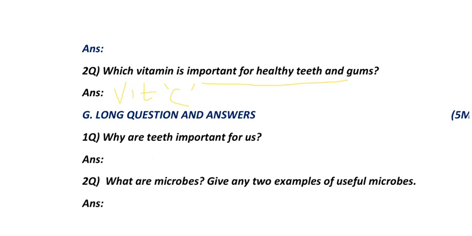Next, give any 2 examples of useful microbes. I told in microbes there are useful ones and harmful ones. They are asking for any 2 examples of useful microbes. So what did I tell? First point: some microbes like yeast are useful in making bread and bun. And next, some microbes are also useful in the process of digestion. So these are our answers.